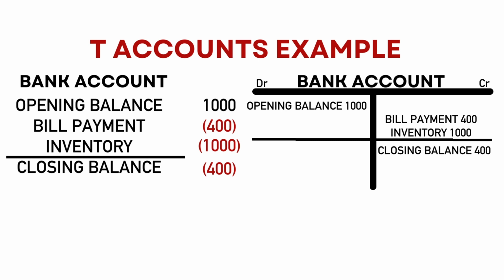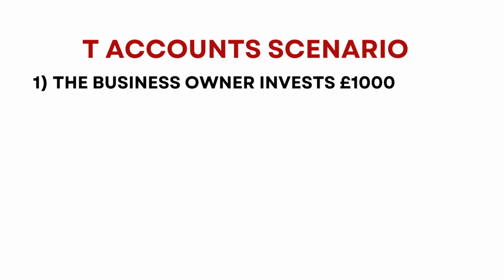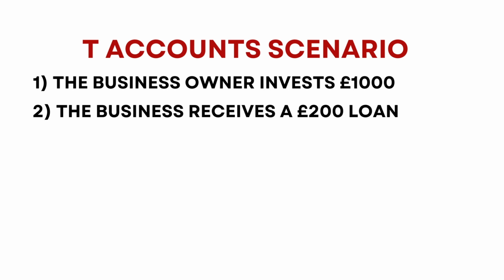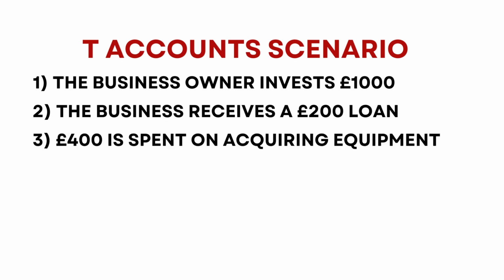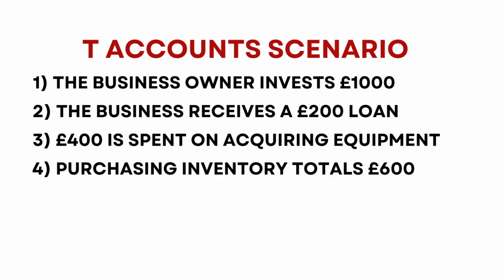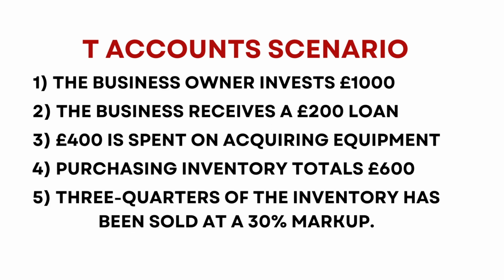These examples only show one half of the double entry bookkeeping system. For every transaction, there are two entries. In the examples, we've only made the entry relating to the bank account. We'll now go through 5 worked examples that require both entries. Number 1, the business owner invests £1,000. Number 2, the business receives a £200 loan. Number 3, £400 is spent on acquiring equipment. Number 4, purchasing inventory totals £600. And number 5, 3/4 of the inventory has been sold at a 30% markup.